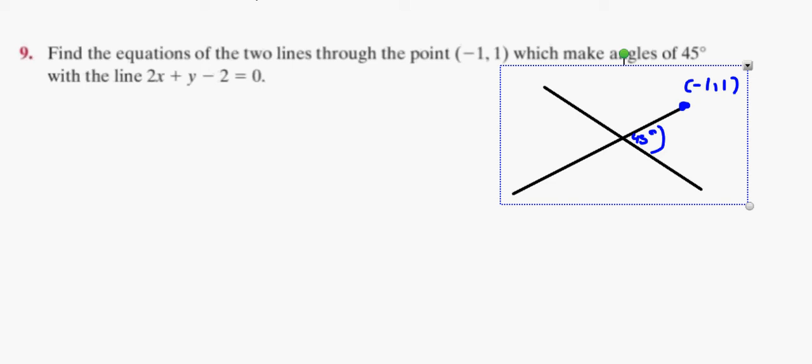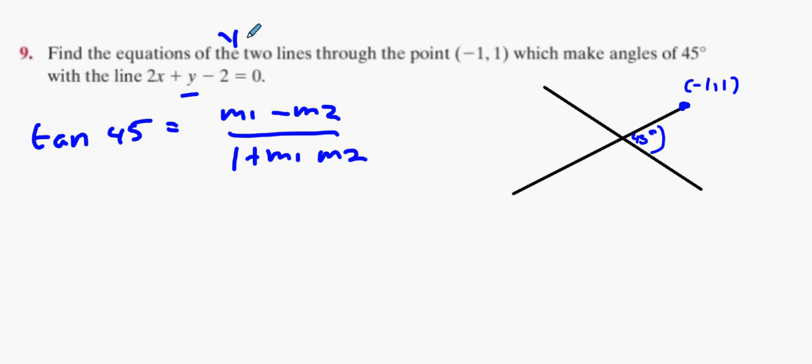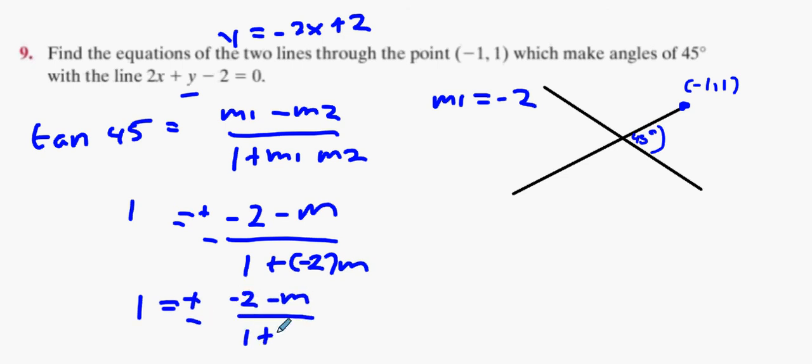So tan theta, which is going to be tan 45, equals m1 take away m2 over 1 plus m1 m2. Get y on its own. y equals minus 2x plus 2. This implies that m1 equals minus 2. Minus 2 minus m over 1 plus minus 2 times m. So it's going to be 1 equals plus or minus, minus 2 minus m over 1, sorry, 1 minus 2m.